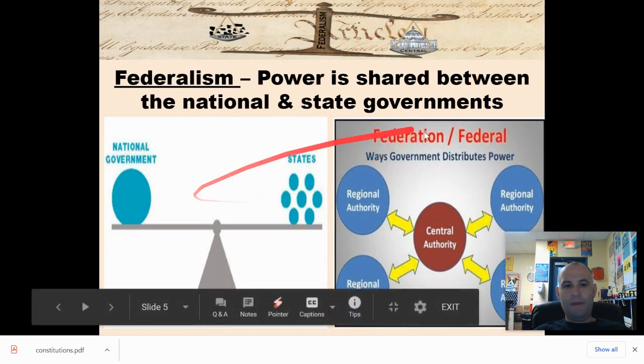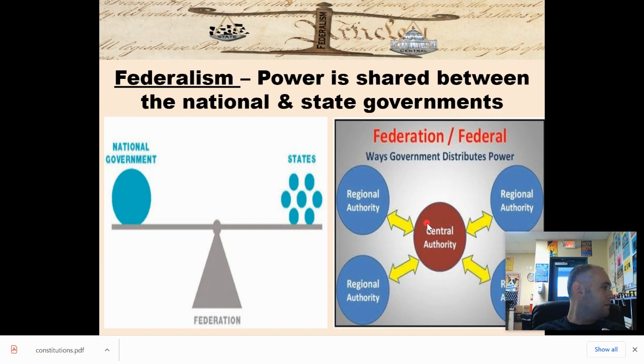And here are some pictures representing federalism. You see national government and state government sharing power. Here you see a picture of the regional, which would be state governments, and central, which would be the federal government, sharing power. Again, this was a way to limit the power of the federal government, but also have a strong enough federal government that could do important things that needed to be done.